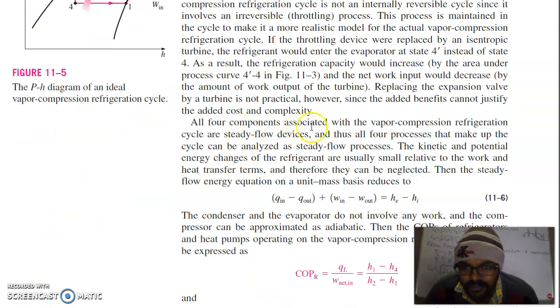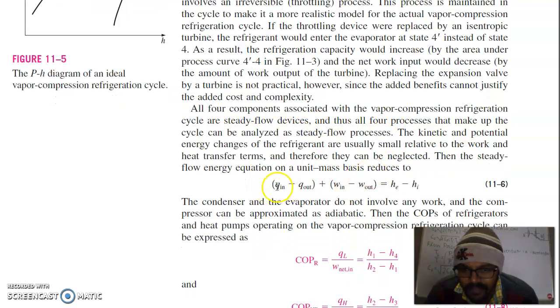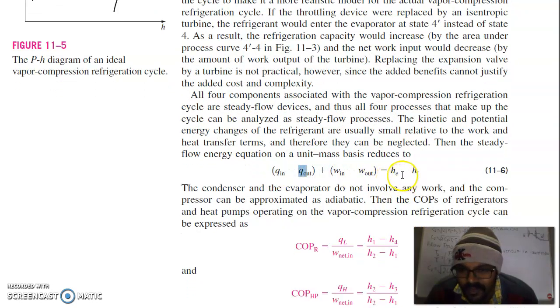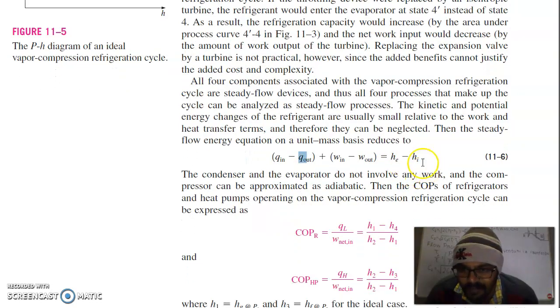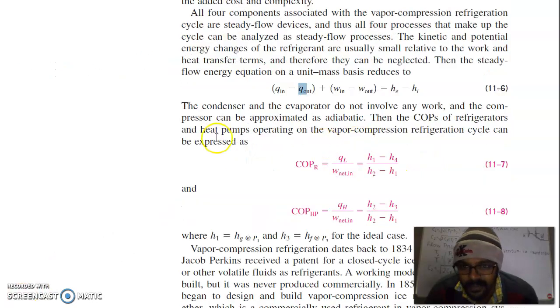All the 4 components associated with the vapor compression refrigeration cycle are steady flow devices, and thus all 4 processes that make up the cycle can be analyzed as steady flow processes. For a steady flow process, the equation is: Q in minus Q out plus W in minus W out is equal to enthalpy at exit minus enthalpy at inlet. The condenser and evaporator do not involve any work, and the compressor can be approximated as adiabatic.